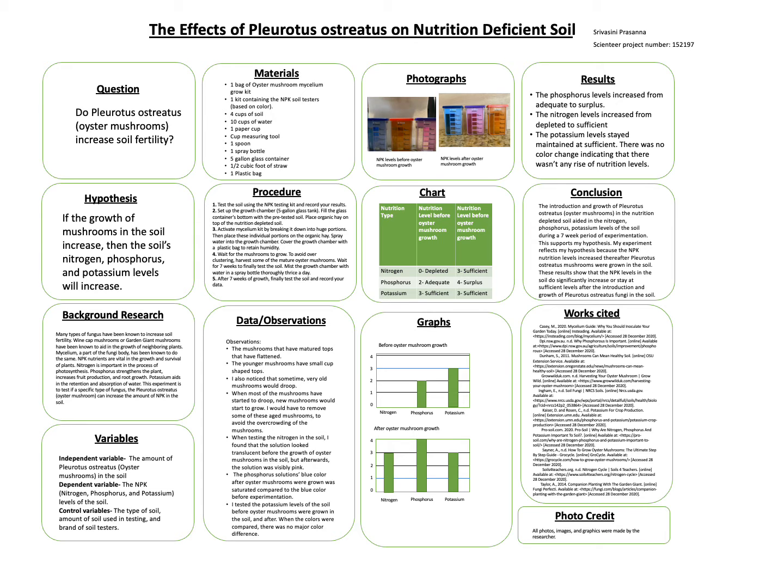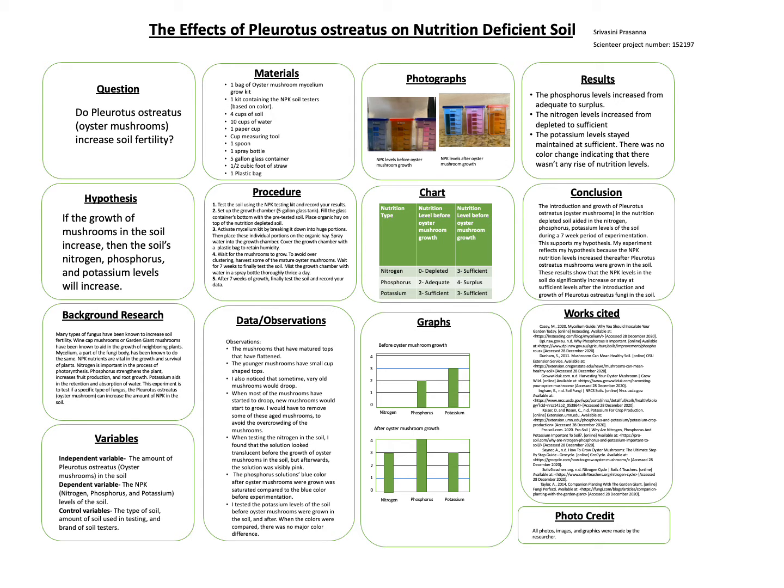It consisted of 1 bag of oyster mushroom mycelium, which would eventually grow into oyster mushrooms and would be the independent variable. I bought NPK soil testers, which would test the NPK levels of the soil. These levels are the dependent variable of the experiment. I would also need 4 cups of nutrition-deficient soil, water, and hay, which I would place into a tank to house the oyster mushrooms. I would make sure that the type of soil, amount of soil, and brand of soil testers would stay consistent throughout the experiment.